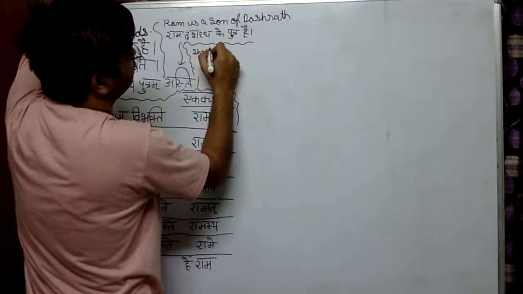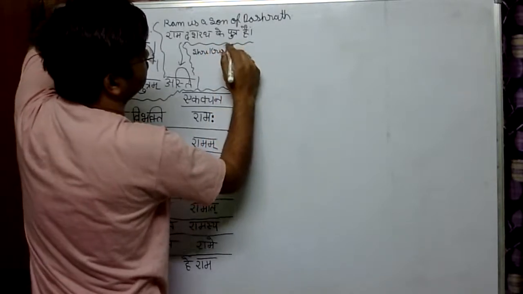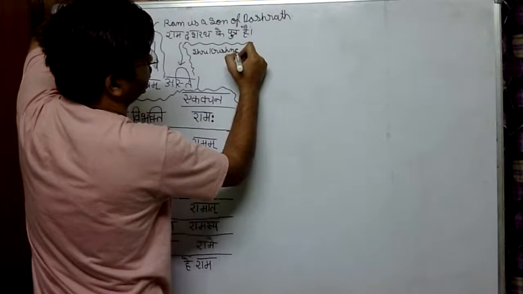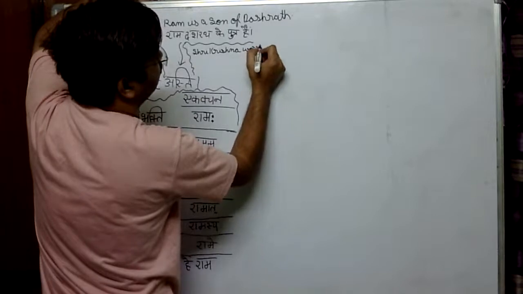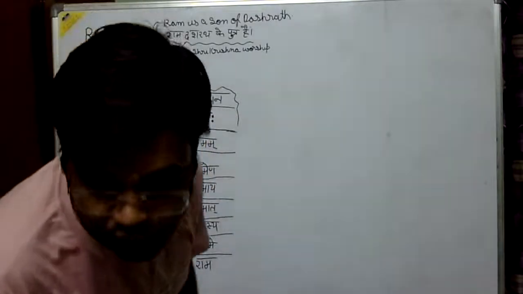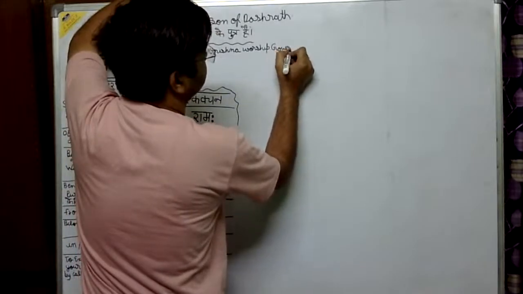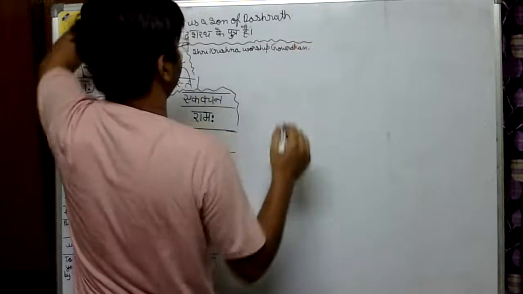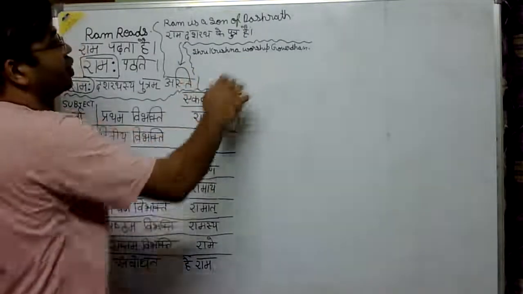Shri Krishna worship Govardhana. Okay. What's the sentence here? Shri Krishna worship Govardhana.